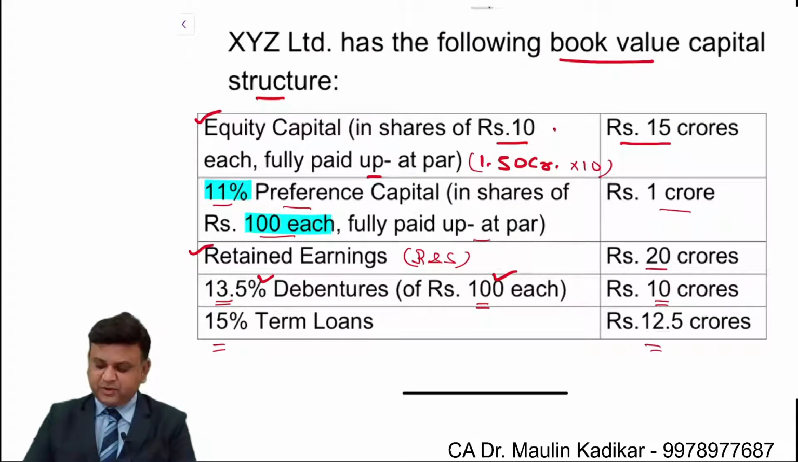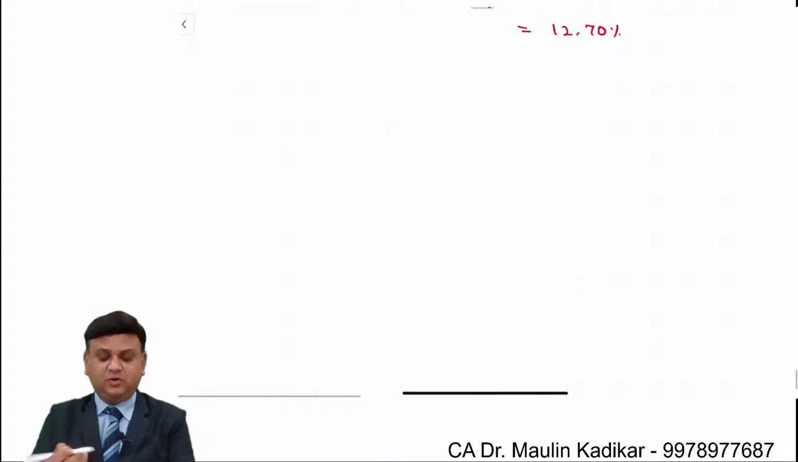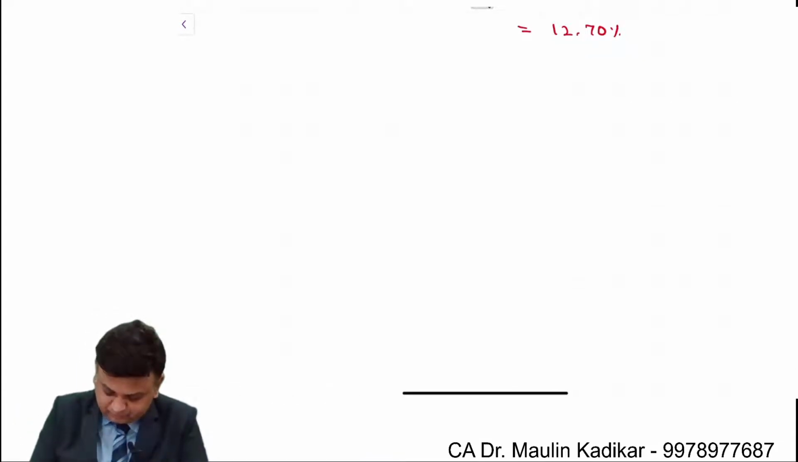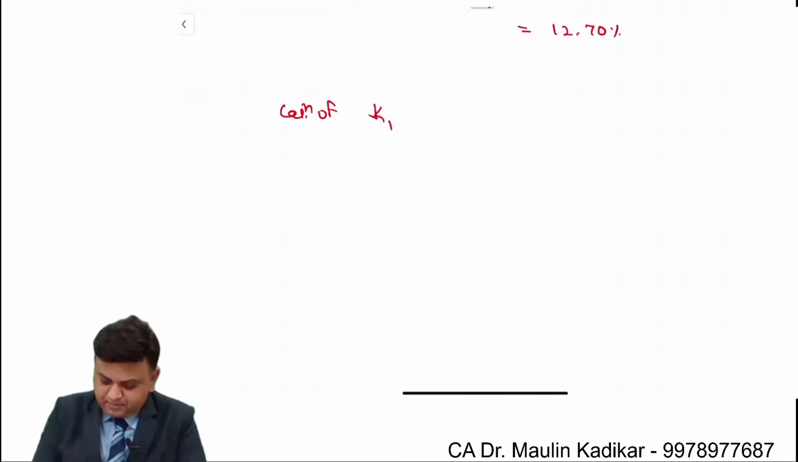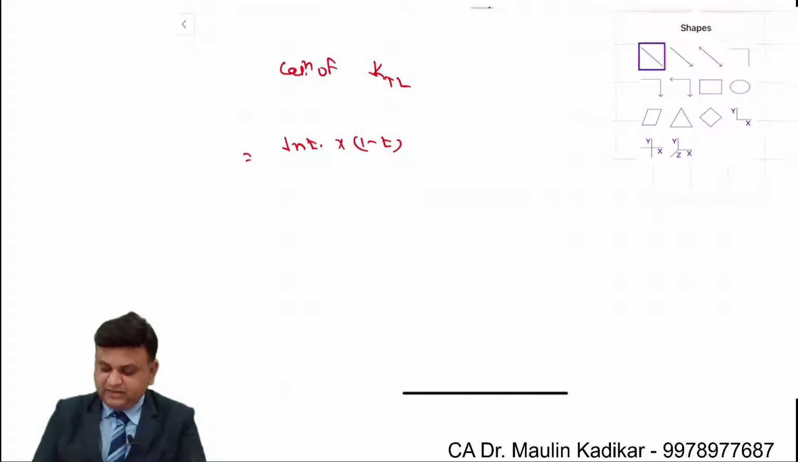So friends, we have computed the cost of equity, which itself is the cost of retained earnings. Cost of preference is also done, cost of debenture is also done. For term loan, no other information is given, so we can compute the cost of term loan like this. Calculation of cost of term loan: it is interest into 1 minus T divided by amount.